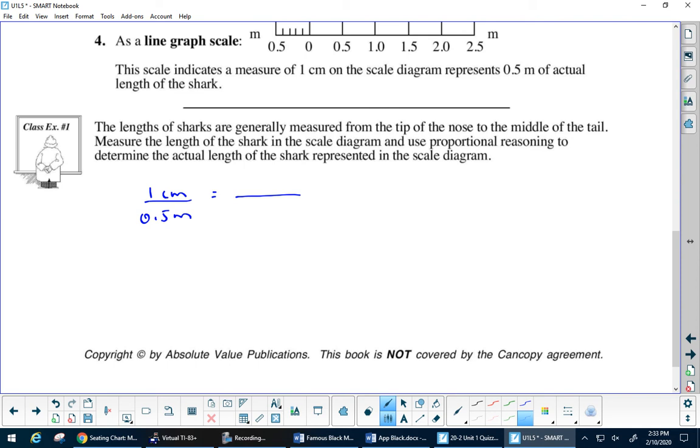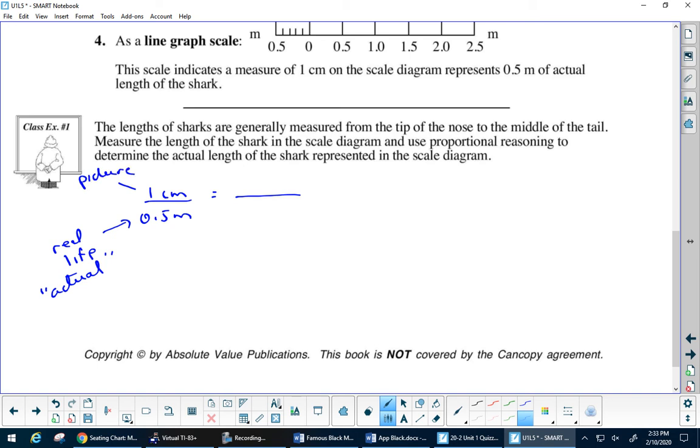Top, bottom, why? Why bottom? In real life, is it 9.6 centimeters? Real life, okay? On the bottom, it's real life. That's what I mean by actual. Is this shark actually 9.6 centimeters? No. This is always going to be your picture or diagram.